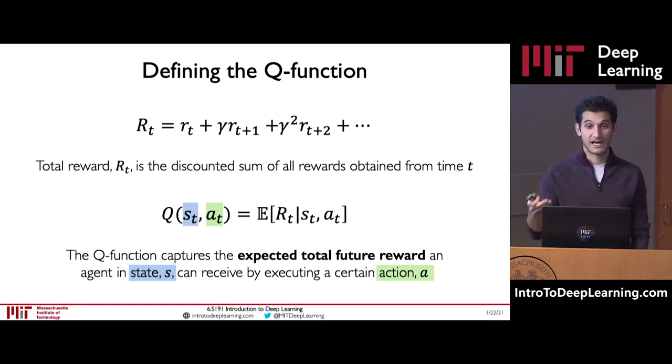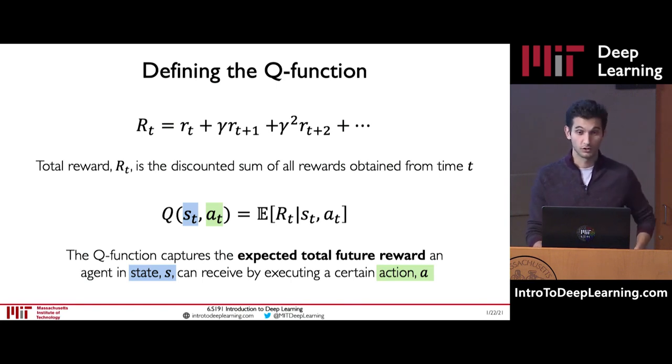So if we took a really good action in this state, our Q function should return a very high expected total future reward. If we took a bad action, though, in this state, we should see that our Q function reflects that and returns a very poor or penalized future reward, right?